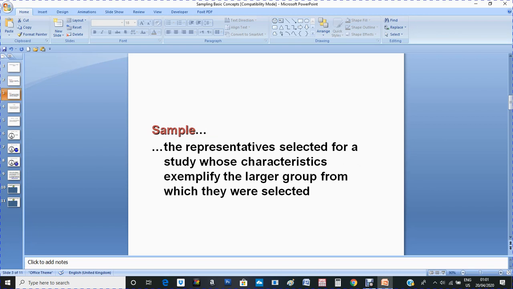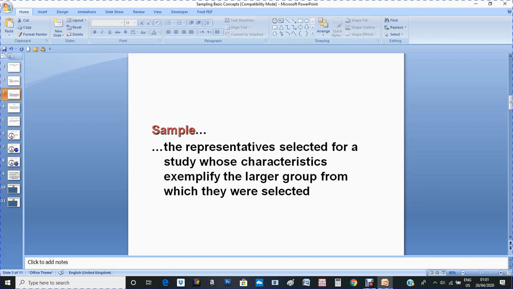What is a sample? Sample members or representatives are selected for a study. Those representatives have common characteristics which exemplify the large group from which they were selected. So we have the large group, we call it population, and we have the smaller group which represents the larger group, and we call this smaller group sample.